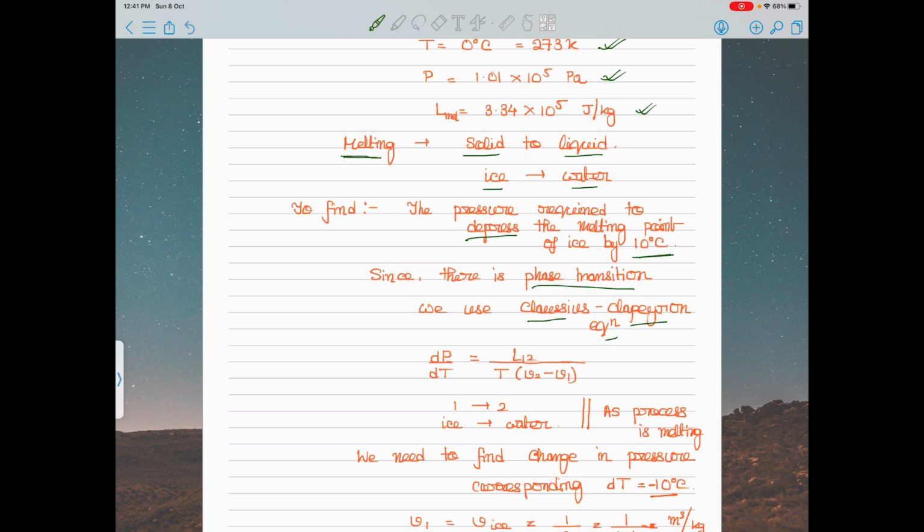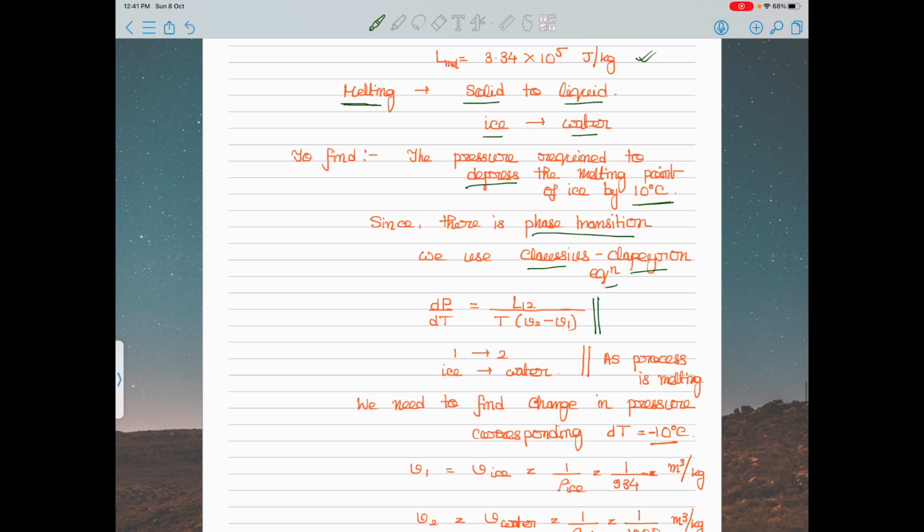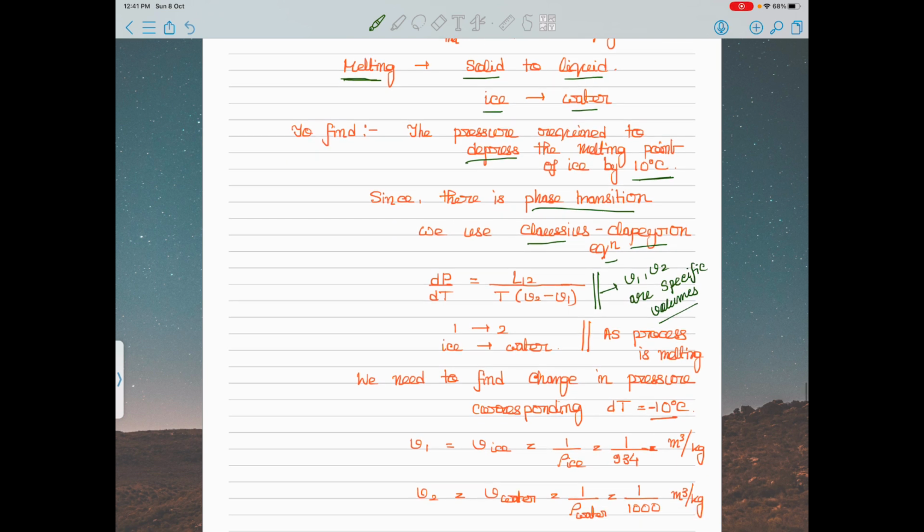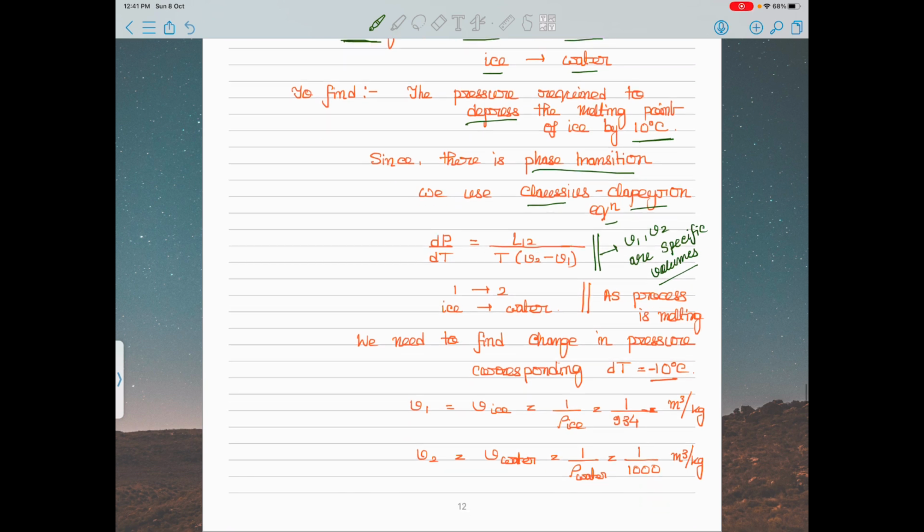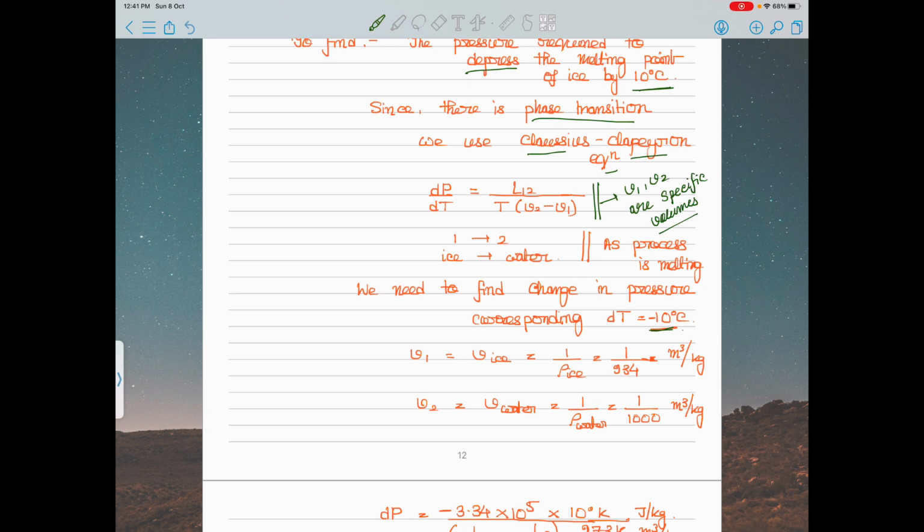This V1 and V2 are the specific volumes. Anything specific means per unit mass, so specific volumes. So we will see how it is calculated. In this case we have already seen that the first phase is the solid, the second is the liquid. So 1 is ice, 2 is water. Now we need to find the change in pressure corresponding to dT equal to minus 10 degrees Celsius, because it is depressing. Now 10 degrees Celsius or minus 10 Kelvin, because it's a change in temperature, both degrees Celsius and Kelvin are the same.